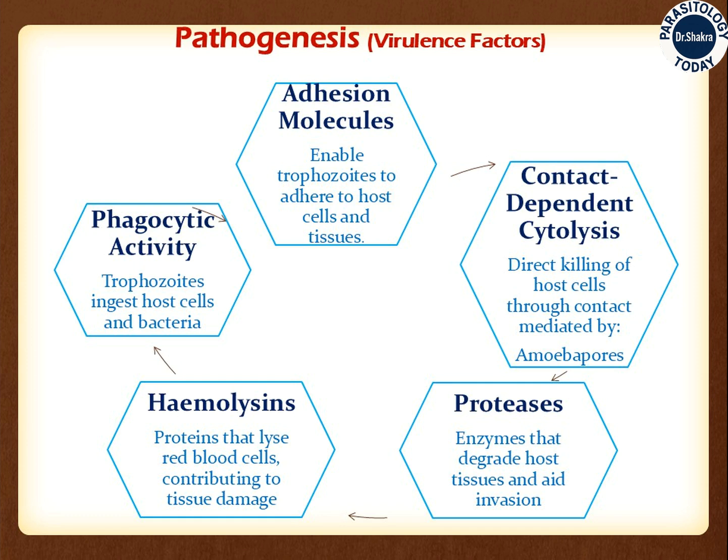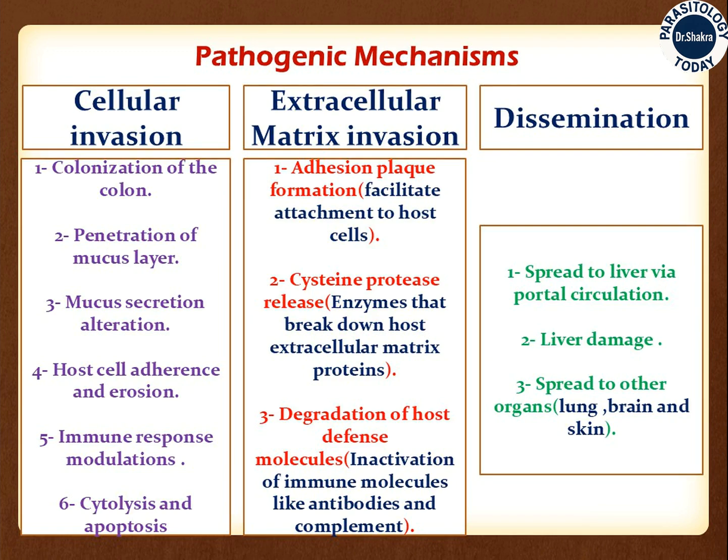3. Proteases, enzymes that break down host tissues, aiding invasion and immune evasion. 4. Hemolysins, proteins that lyse red blood cells, increasing tissue damage and providing nutrients. 5. Phagocytic activity: trophozoites actively engulf and digest host cells and bacteria for survival. Summary of pathogenic mechanisms. The image categorizes the pathogenic mechanisms of an infection into 3 main stages.